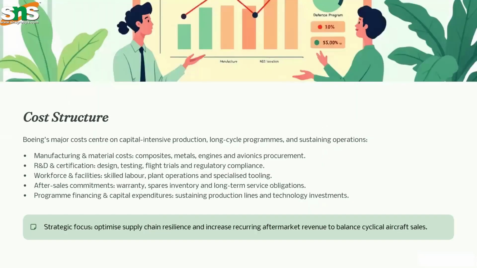Last one, cost structure. Boeing's major cost centers are the capital intensity of production, long-cycle programs, and sustaining operations. Manufacturing and material costs: composites, metals, engines, and avionics procurement. R&D and certification: design, flight testing, and regulatory compliance, and workforce skills. Facilities, plants, operations, and specialized tooling. After-sales: warranty, spare inventory, and long-term service obligations. Programs, financing and capital expenditure, supplier protection, and technology investment. Thank you to all.